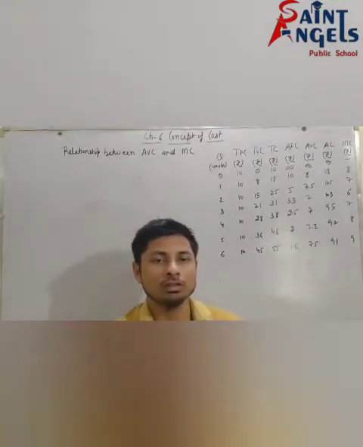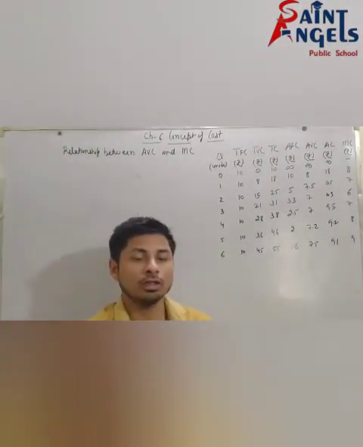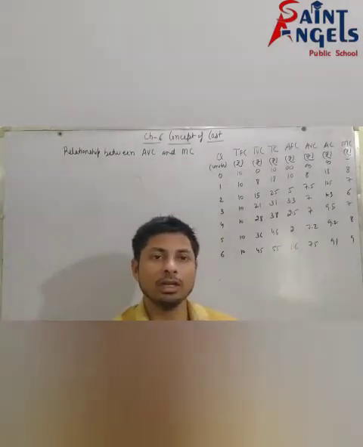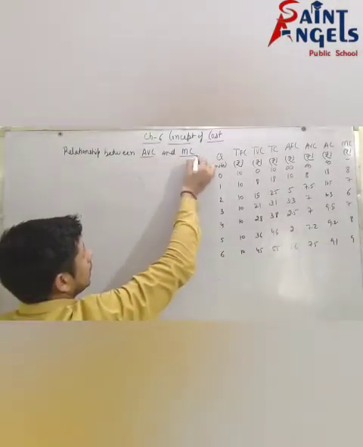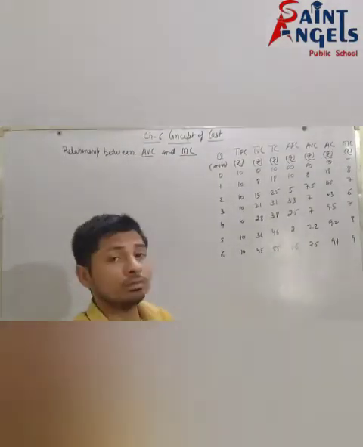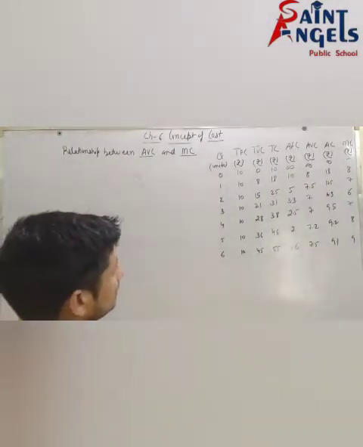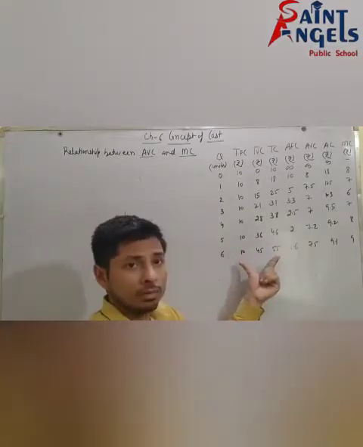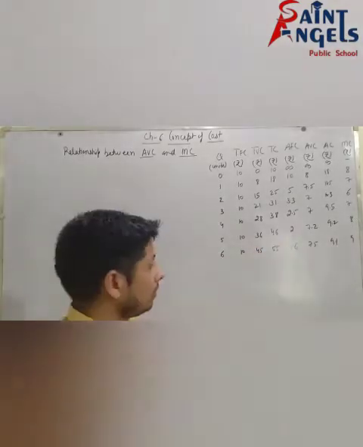Today we are going to discuss again chapter number 6, concept of cost. In my previous video we discussed the relationship between AC and MC. But today we are going to discuss the relationship between AVC and MC. AVC means average variable cost and MC means marginal cost. We will discuss it with the help of diagram and schedule. Schedule is here. Now see diagram.